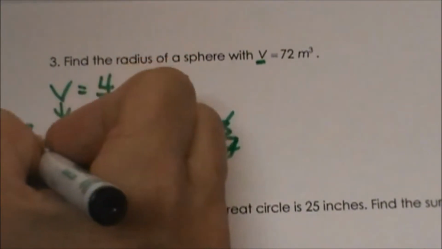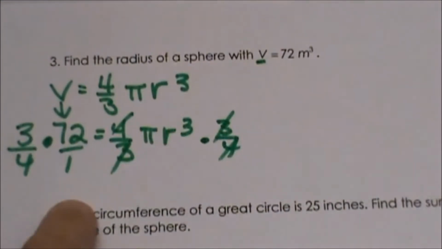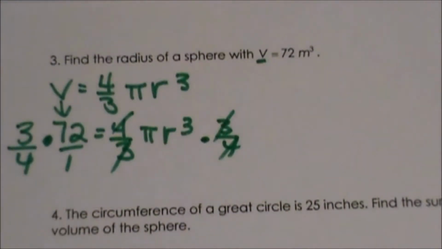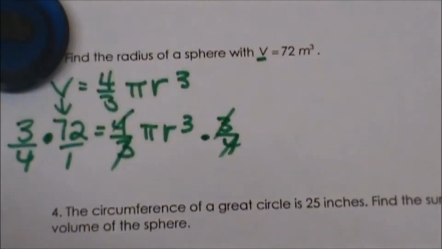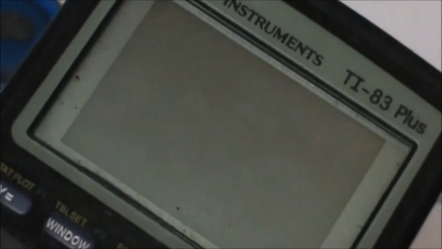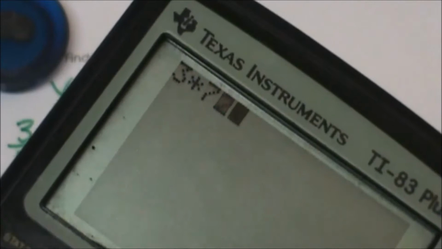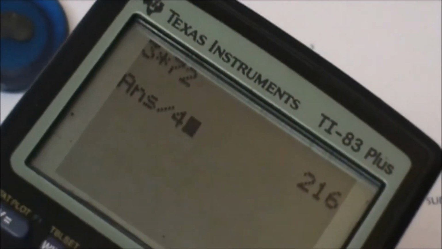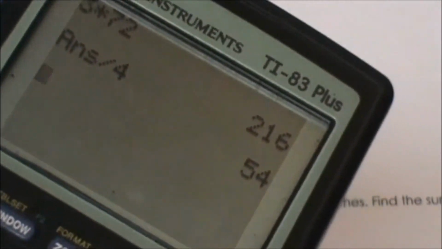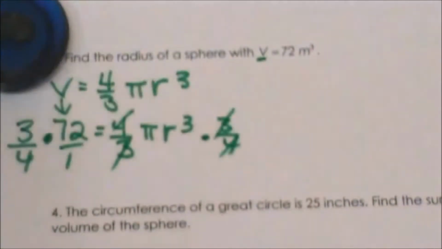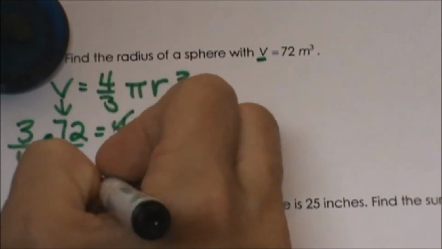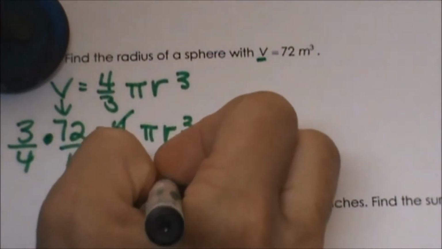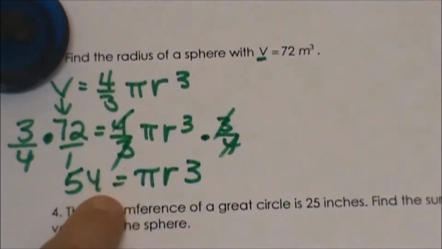So we're going to multiply 72 by 3/4. Okay. Always whole numbers over 1. So let's multiply 3 times 72. 3 times 72. And we're going to divide that by 4. Okay, so this left side is going to simplify to 54. So we have 54 equals pi r cubed.